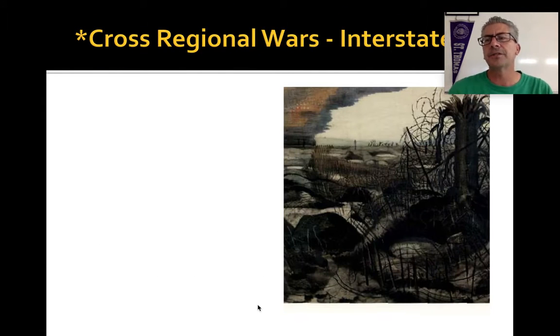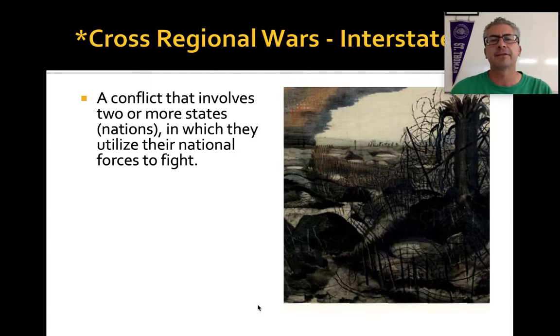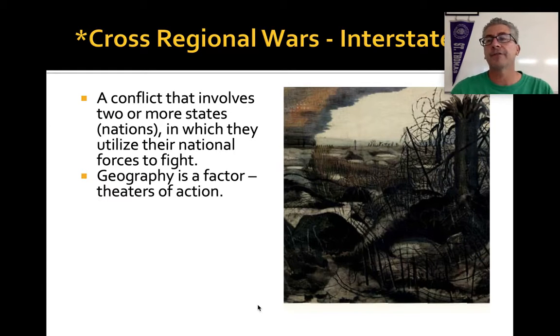Now, throughout this unit of study, there are going to be a number of categories of conflicts that we will look at, and one of them is cross-regional wars, or sometimes called interstate wars. And this is a conflict that involves two or more states in which they utilize their national forces to fight. So geography is going to be a factor. Theater of action, where it is going to occur. It might be in multiple places. It could be in one region. It depends on, again, who is fighting and where they want this fight to occur.